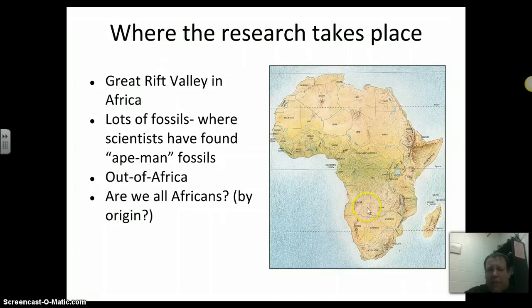A lot of the research happens over here in what's called the Great Rift Valley. It's right here, a big gorge in Africa, where the two continents are pulling apart. And because the continents are pulling apart, a lot of these fossils are coming up to the surface. They found a lot of ape man fossils, a lot of fossils that have common characteristics between modern-day humans and apes. And so this is where we get a theory called the out-of-Africa theory, that originally all people, our origins, are in Africa, where the first early humans started and then migrated out to Europe and the Middle East and Asia and so on and so forth. And so that's why a lot of research takes place there.